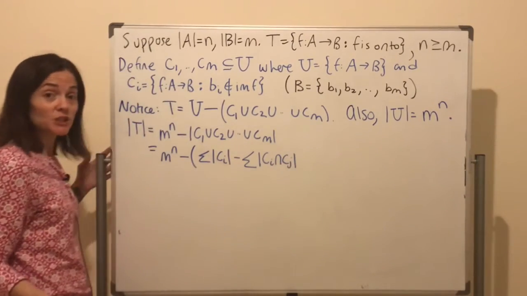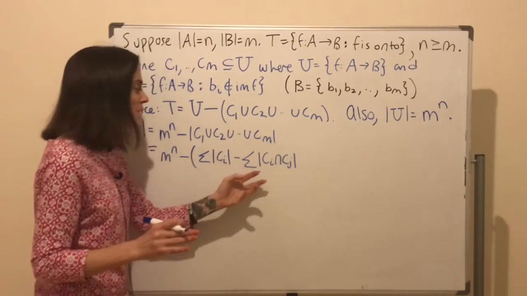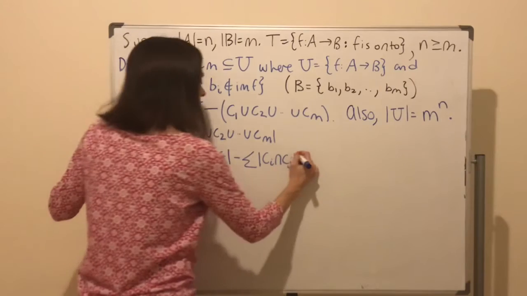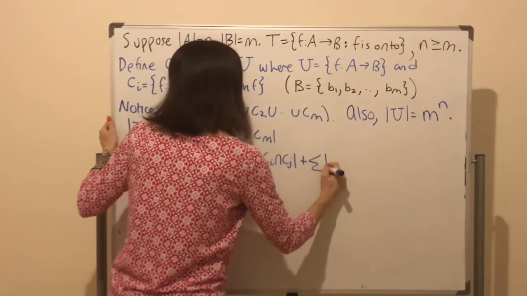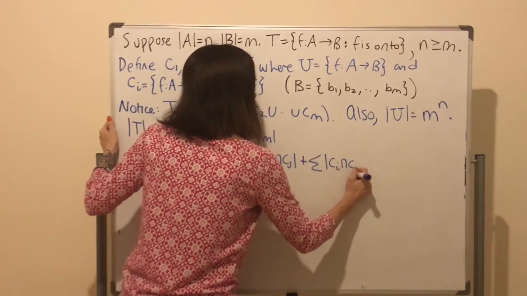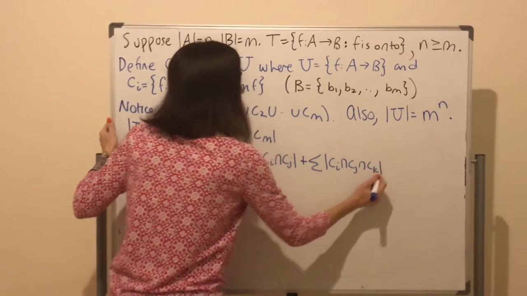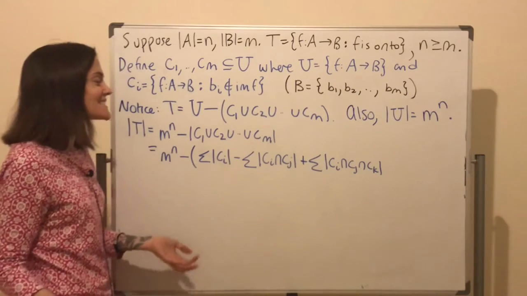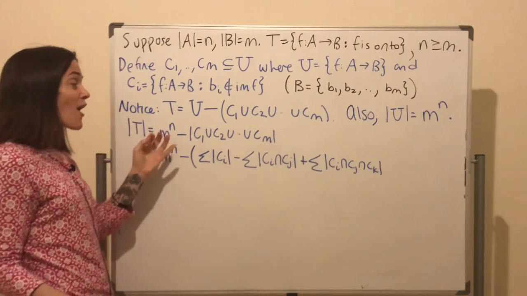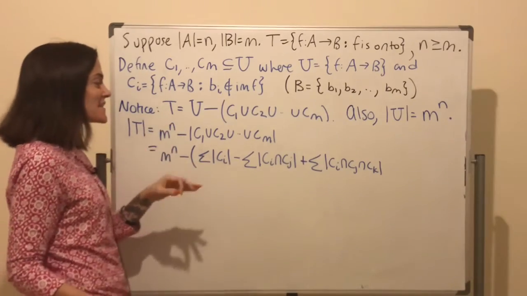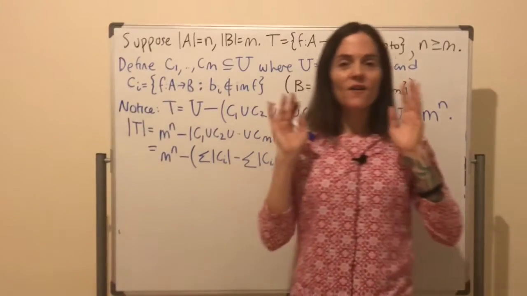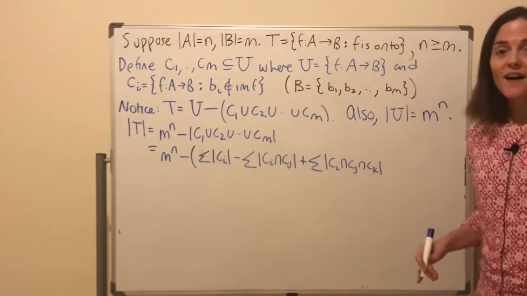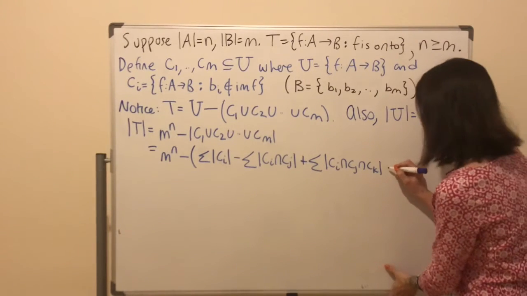Then I subtract the sum over all Ci intersect Cj, again i is not equal to j. And I mentioned there were m choose 2 of these. Then I add the sum of all Ci intersect Cj intersect Ck, where i, j, k are all different indices. There are m choose 3 of these. We would then subtract off the intersection of all 4s, add back the intersection of all 5s, etc. But I will just go to the end.